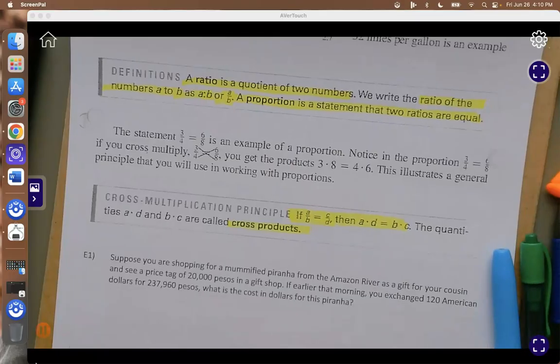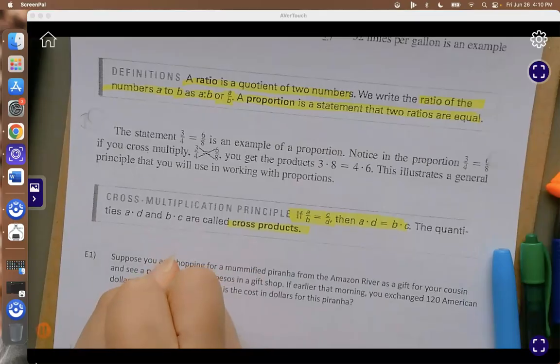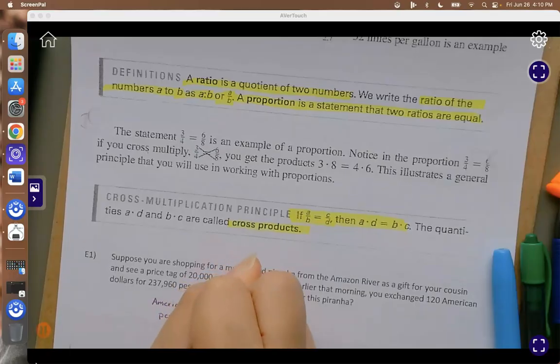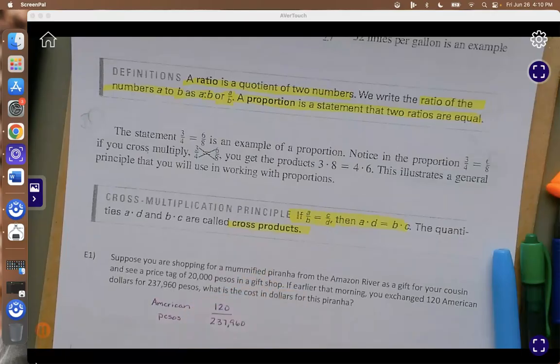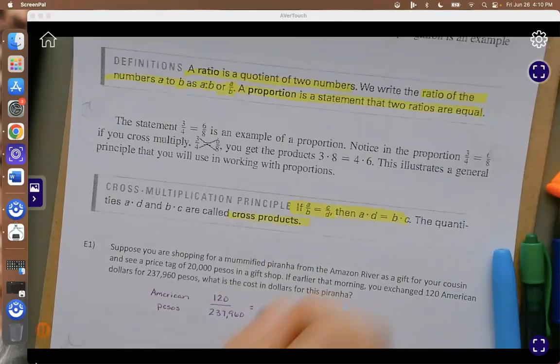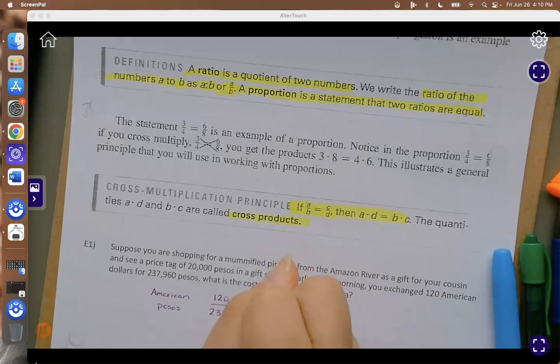Okay, so what you're going to do is we're looking at American dollars versus pesos. And pesos are in Mexico. Okay. So you have 120 American dollars, and that was worth 237,960 pesos. So you feel pretty rich at this point. And now we want to know how much is a 20,000 peso object.